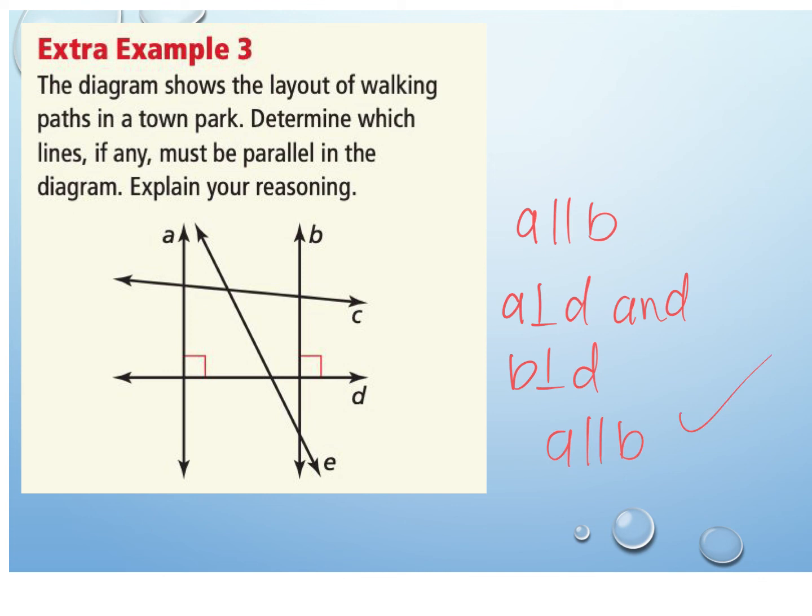Please make a note of how I'm writing my answers. You cannot just say A and B are parallel. You have to explain it by saying that they're both perpendicular to the same line. Then you can say that they're parallel.